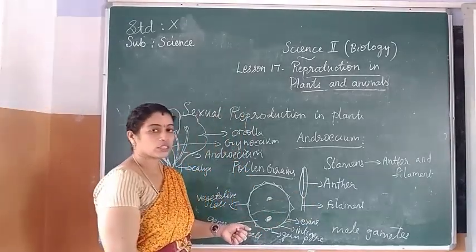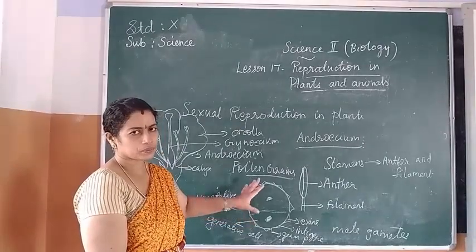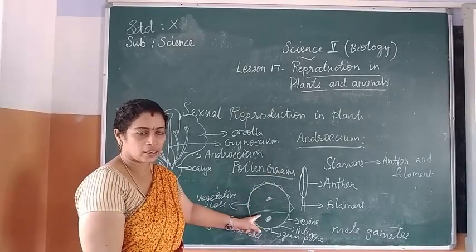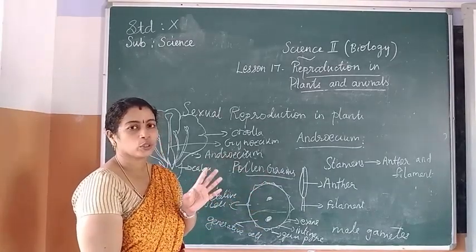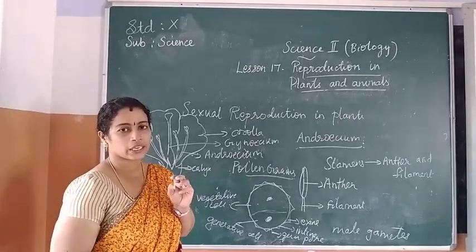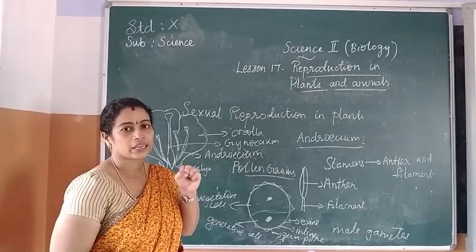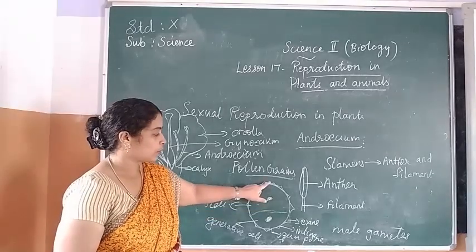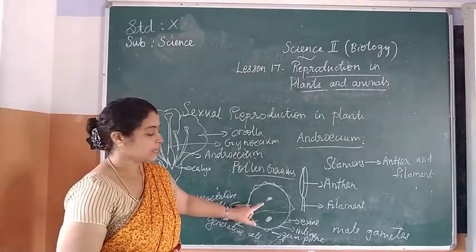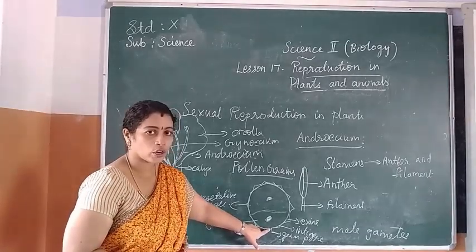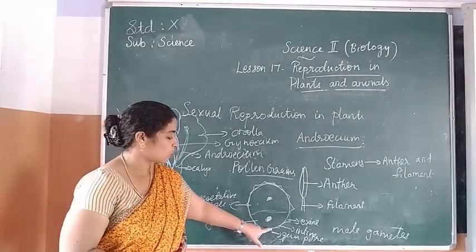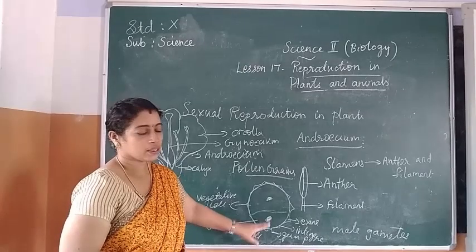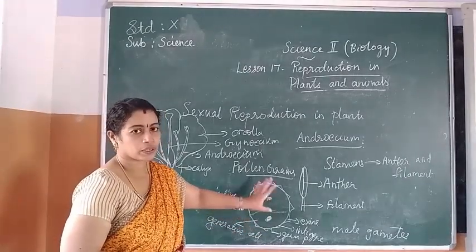Coming to the structure of pollen grains, it consists of two walls: the outer wall is known as exine, and the inner wall is known as intine. The outer wall is rough, not smooth, and mostly yellow in color in order to attract insects. The inner wall is very smooth and thin, and during germination it grows into a pollen tube through a small opening, the germ pore, which is present in the exine.